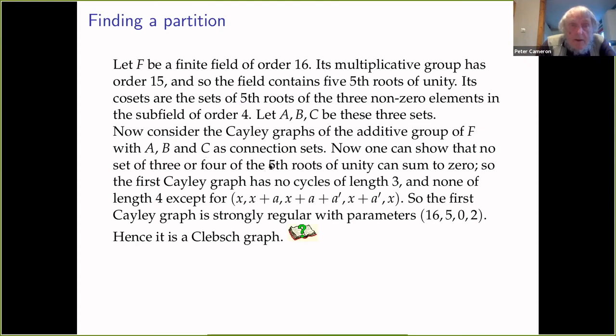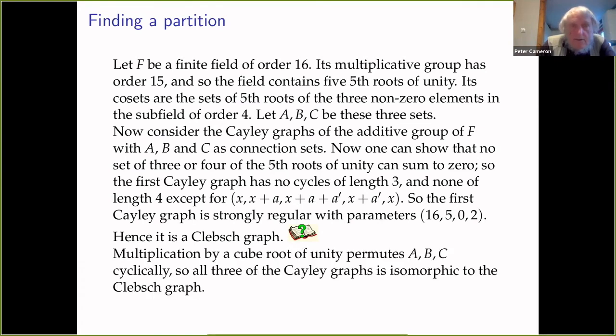And now, again, I leave the details to you as an exercise, but if you do that, you will find that all 3 Cayley graphs are isomorphic to the Clebsch graph. So in this way, we've actually achieved a partition into 3 Clebsch graphs. And while we're on that, they are all isomorphic because multiplying by a cube root of unity, the cube roots of unity are complementary to the fifth roots of unity. So multiplying by a cube root of unity permutes these 3 cyclically, and so they are all isomorphic.